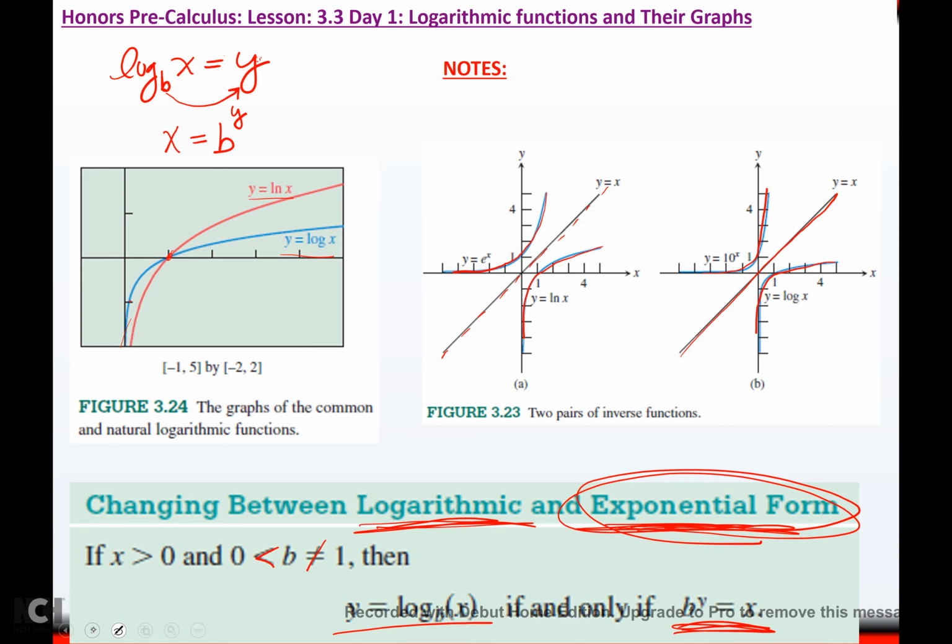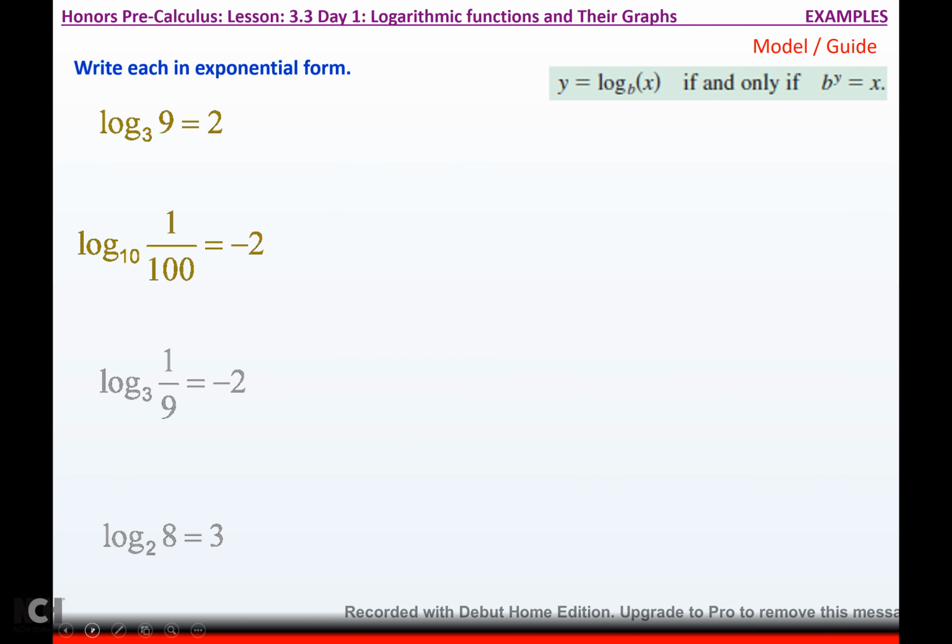It says write each in exponential form. So I have log base 3 of 9 equals 2. What you do to rewrite this is you roll the log over. When the log rolls over, the bug moves over. So 9 drops, and this becomes 3 squared. You can tell that that's true: 9 does equal 3 squared.